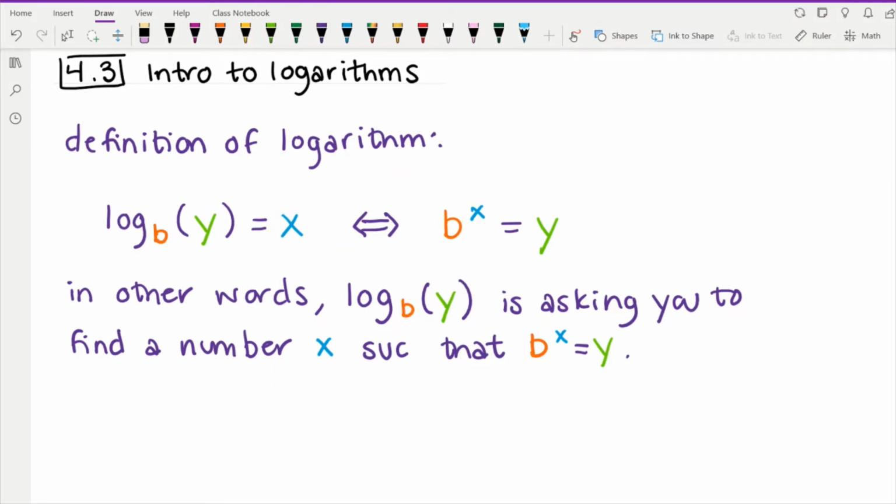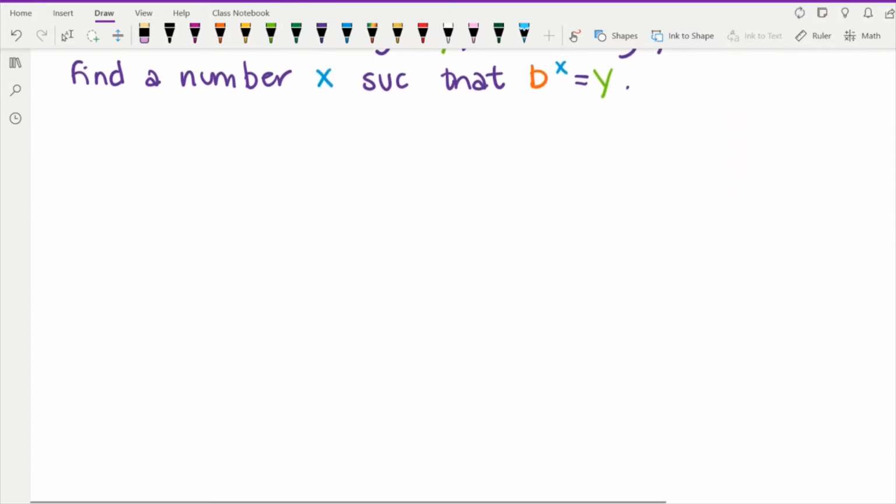Okay, so let's do this with some actual numbers because I think that will make things a little bit easier to understand. And I don't know where that H went. So this video, by the way, we're going to be doing a lot of examples.